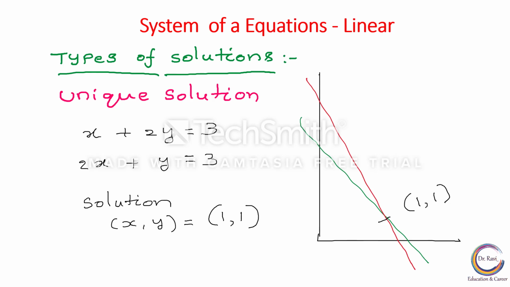That means there is only one point at which both the lines intersect. So that point is nothing but the solution. So from this we can say the system has a unique solution.